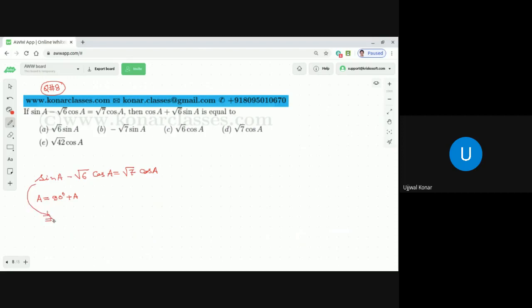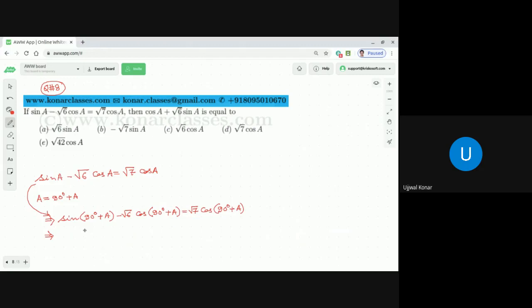So this implies sine of 90 degree plus A minus root 6 into cos of 90 degree plus A is equal to root 7 into cos of 90 degree plus A. I repeat, we are able to write this thing because it is an identity. It is going to be true for any value of A.